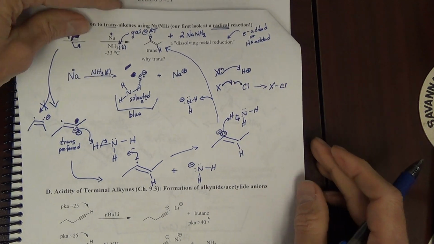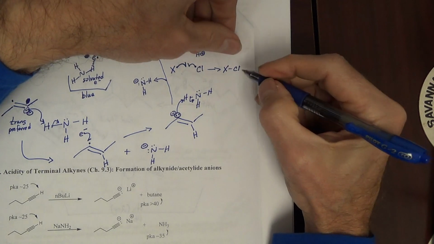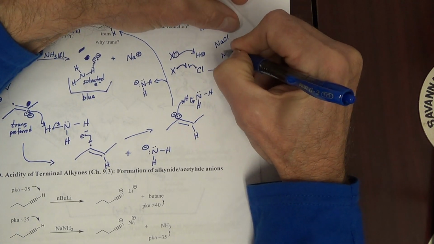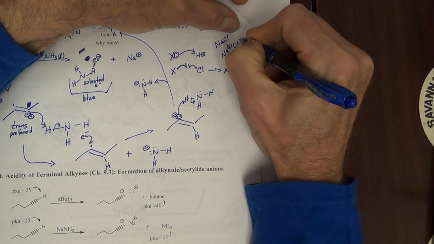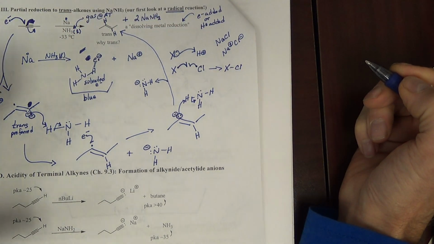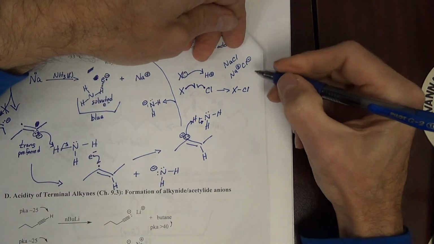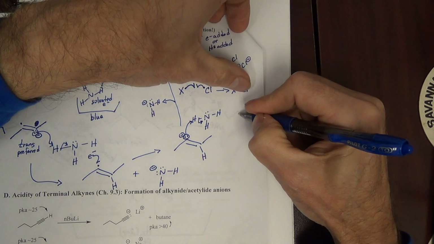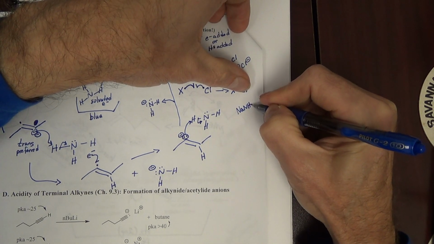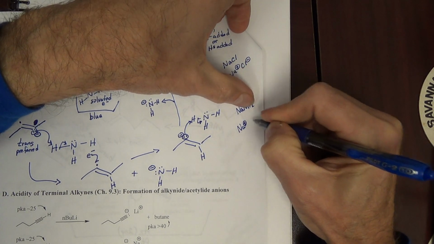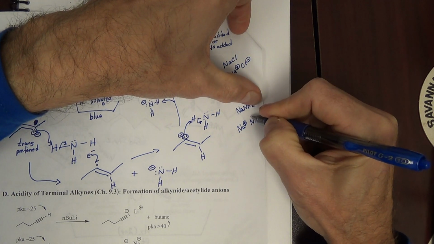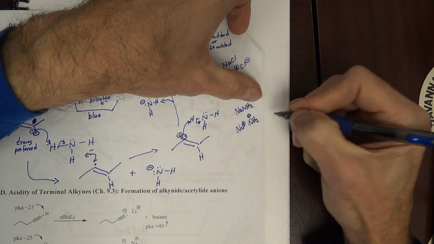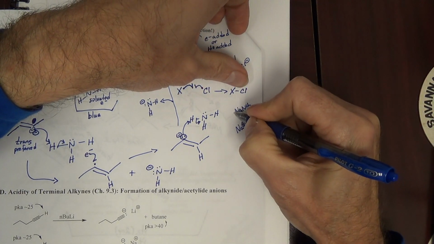Now, if I said we formed sodium chloride, you would know that is Na+ and Cl-. If I say it's NaNH2, you know that is Na+ and NH2-. If we're going to show charge, we need to show complete everything, okay? Right?